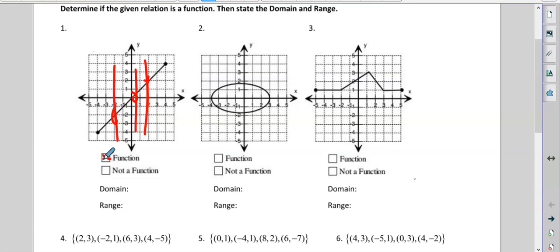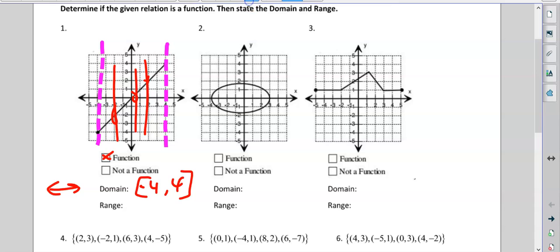Okay, my domain, remember that means left to right. So how far left does it go? And how far right does it go? So it goes from -4 to +4. And since they're solid dots, we're going to use brackets.